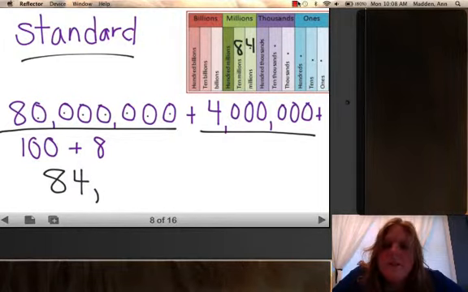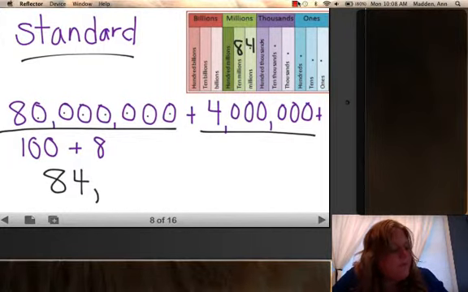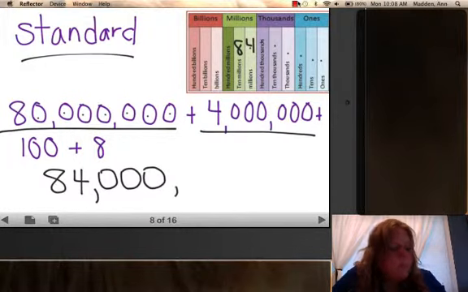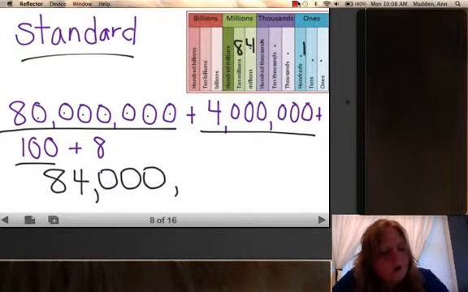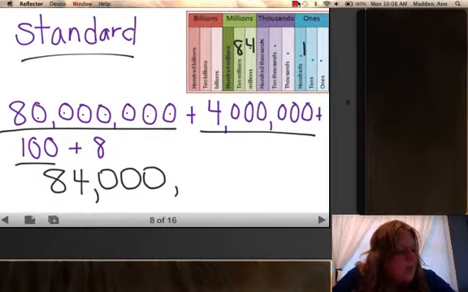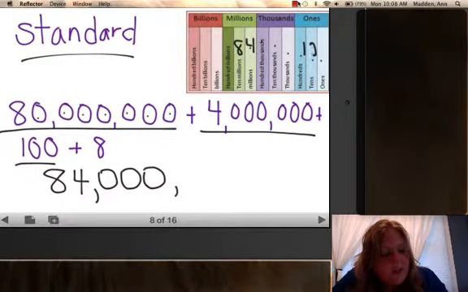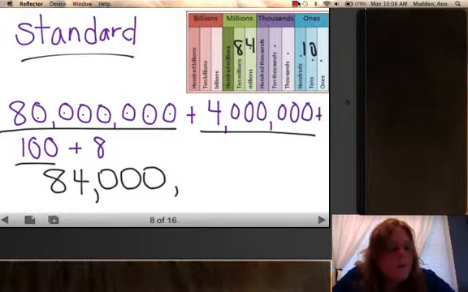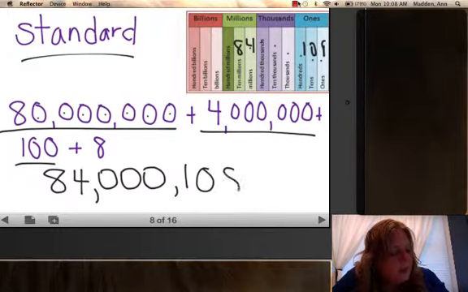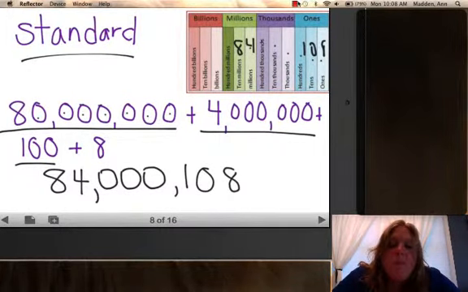How many thousands do you see? I don't see any, but I do need a place value of 0. So I'm going to hold 3 zeros for my thousand spot. Now how many hundreds do you see? I see 1, so 100 would go there. How many tens do you see? I don't see any. You have to remember that place value holder of 0. How many ones do you see? I see 8. So it'd be 108. So my number is 84,108.